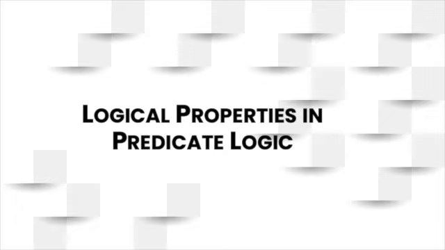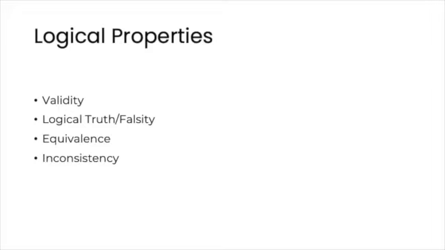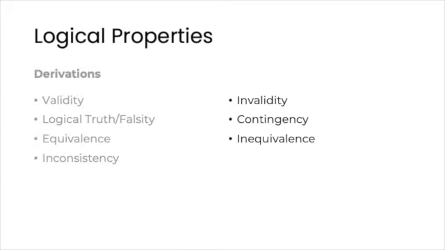Just as in the case of sentential logic, in predicate logic there's a set of logical properties that you can establish by means of models or interpretations, and there's another set of properties that are established by means of derivations. As a matter of fact, these properties are exactly the same as those we already saw in sentential logic, and everything that you learned there can be applied here. So, to refresh your memory, validity, logical truth and falsity, equivalence and inconsistency were established by means of derivations, whereas invalidity, contingency, inequivalence, and consistency required using examples.